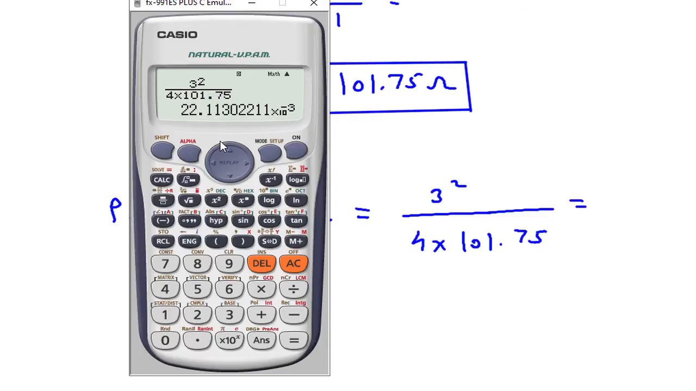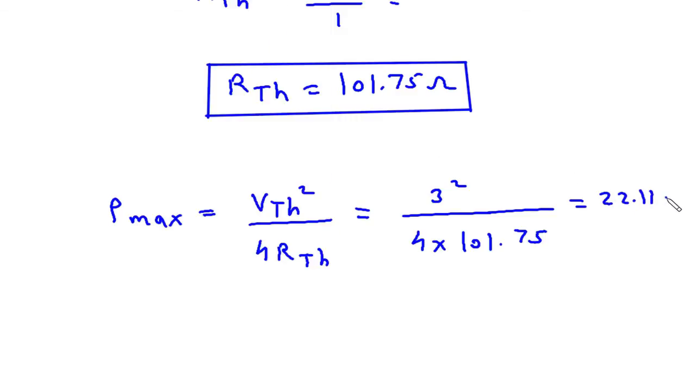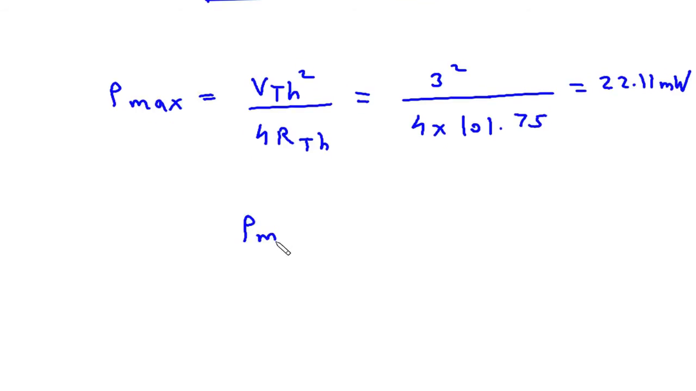So it is 22.11 milliwatt. This is the value of Pmax. Pmax is equal to 22.11 milliwatt.